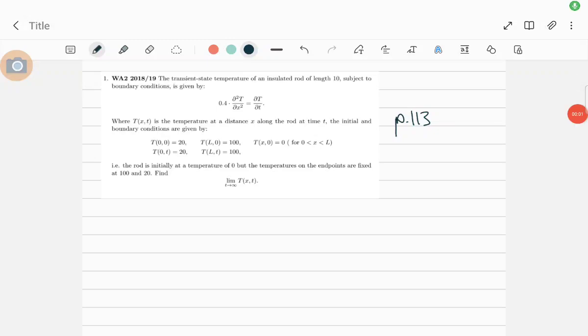We're working on the page 113 questions on the heat equation here. This is a theory question. You just have to kind of read it. So it says, okay, you've got a rod of length 10, you've got the heat equation, there's some stuff about initial conditions and boundary conditions. But the question just says, find what happens as time goes to infinity.